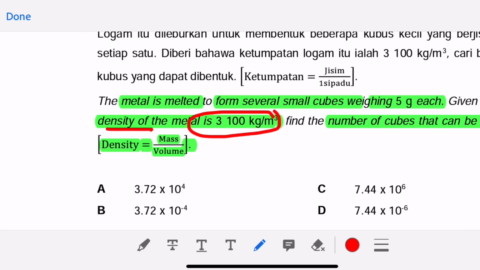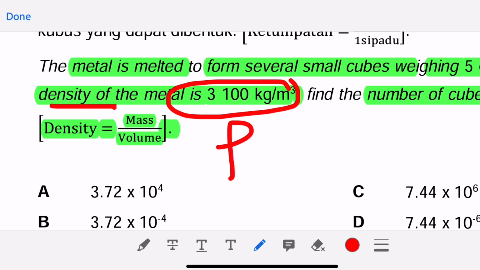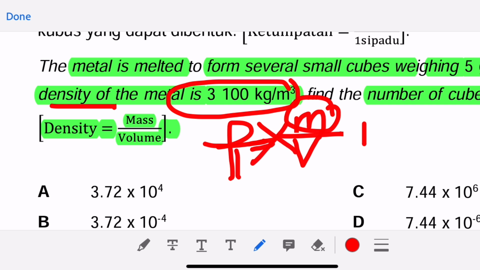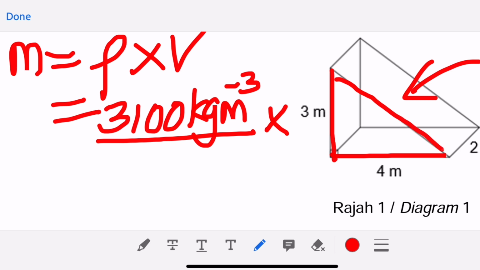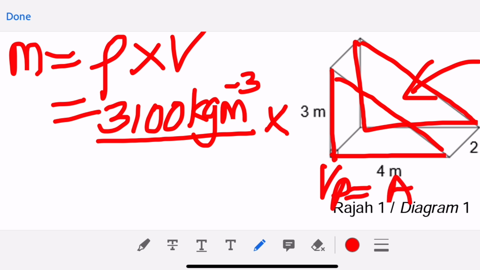The formula is this because density equal to m over v, right? So if you want to find the mass, you have to multiply. See or not? M times 1 equal to density times the volume. So I will have the density ready from the question. Volume, okay, I have to find the volume for the prism. Volume of the prism is A times H.